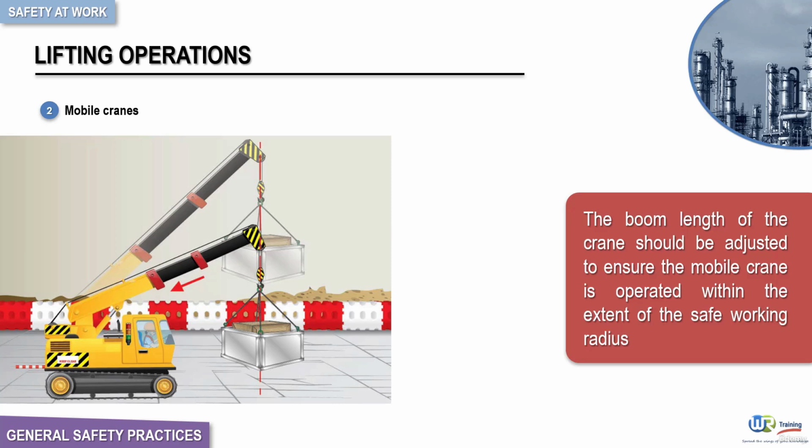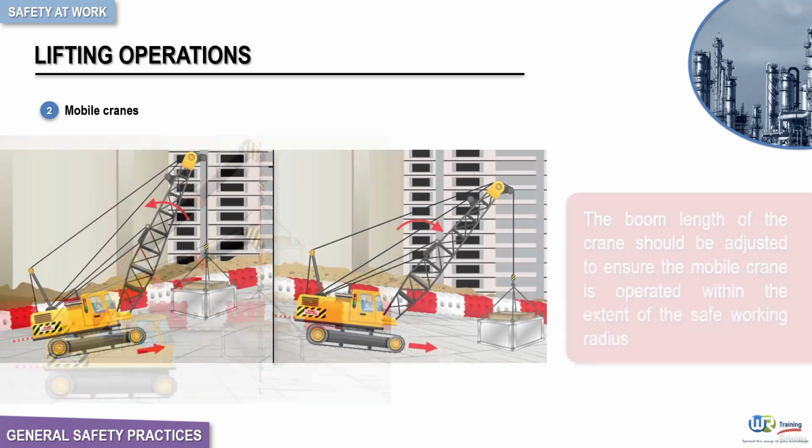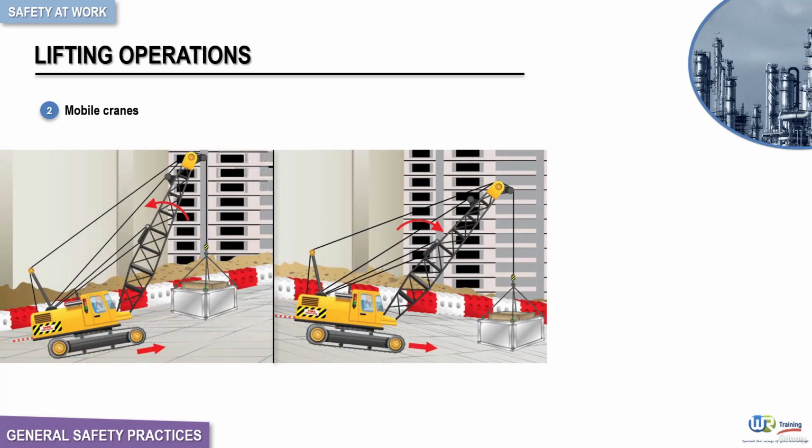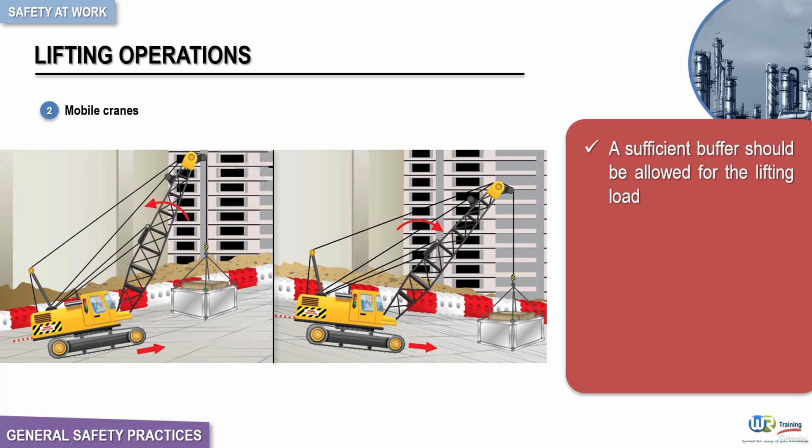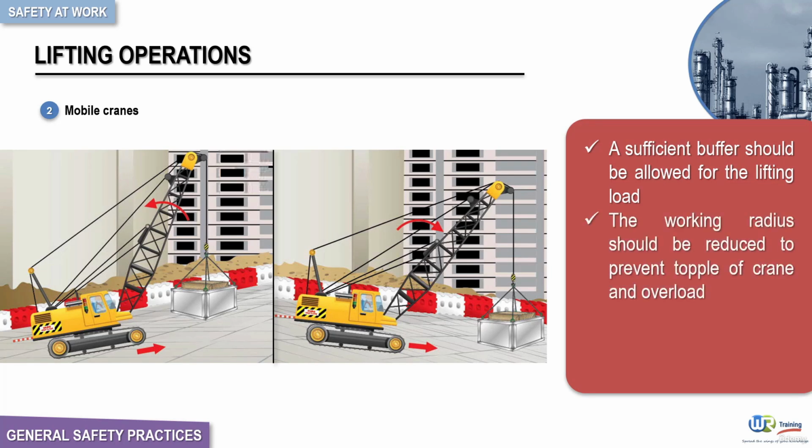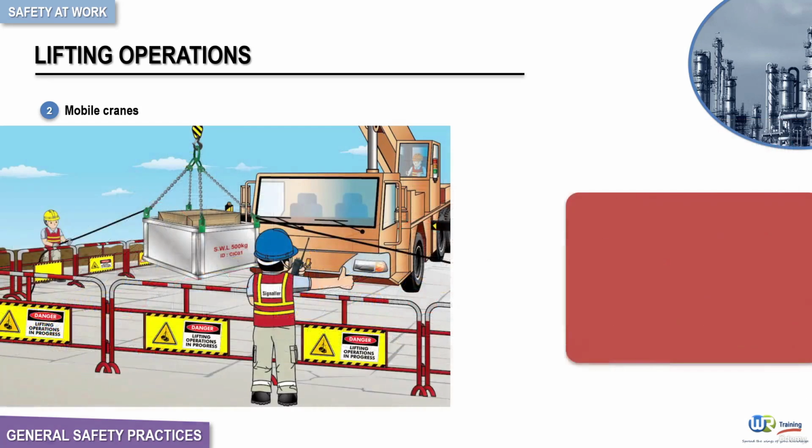Now, when mobile cranes must travel on a slope, as depicted here, a sufficient buffer should be allowed for the lifting load. The working radius should be reduced to prevent topple of the crane and overload. In addition, spin lock and swing brake should be applied, and the lifting loads should be as close to the ground as possible. When operating a mobile crane, the crane operation area should be fenced off.